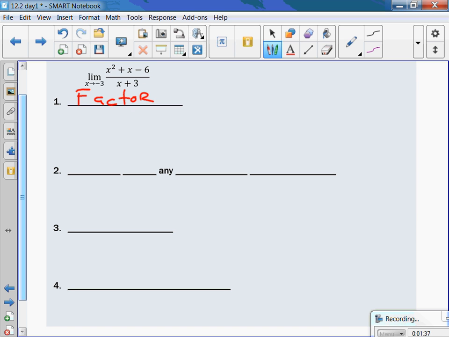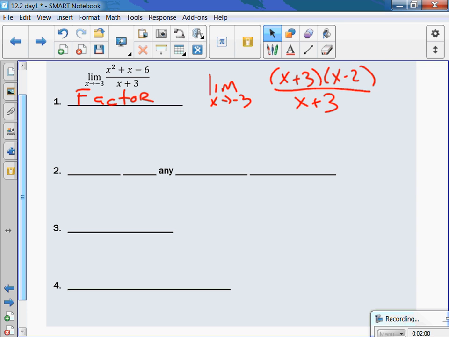Take a look at your numerator, take a look at your denominator. These polynomials, can we factor them? So can I factor my numerator? To what? So here we have factored out our numerator, x plus 3, x minus 2.